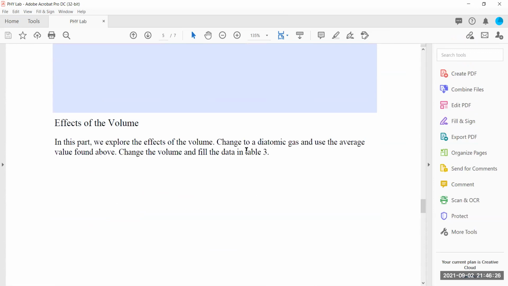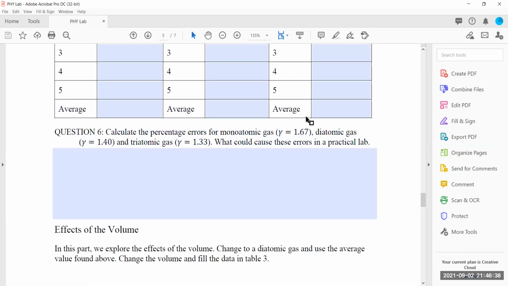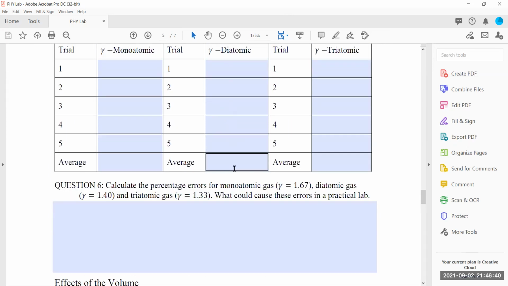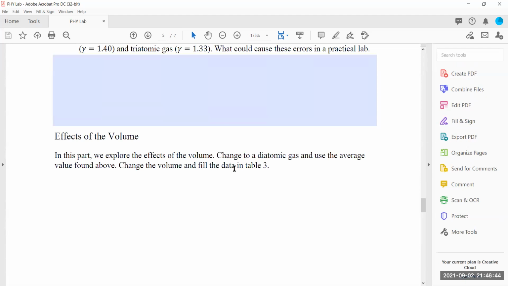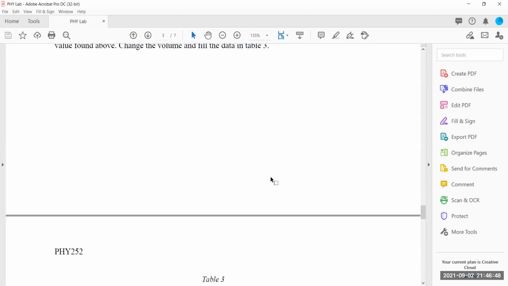In this part, we explore the effects of the volume, and change to a diatomic gas. So go back, slide the slider to a diatomic gas, and use the average value found above. Use this value for gamma that you find in here, because that reflects more the data that you have in that lab. Then change the value and fill the data in table 3.